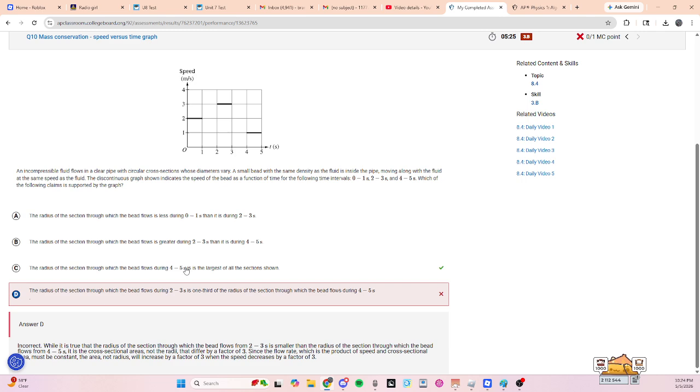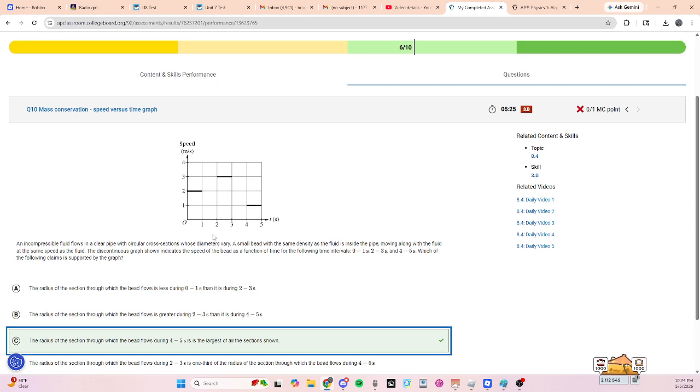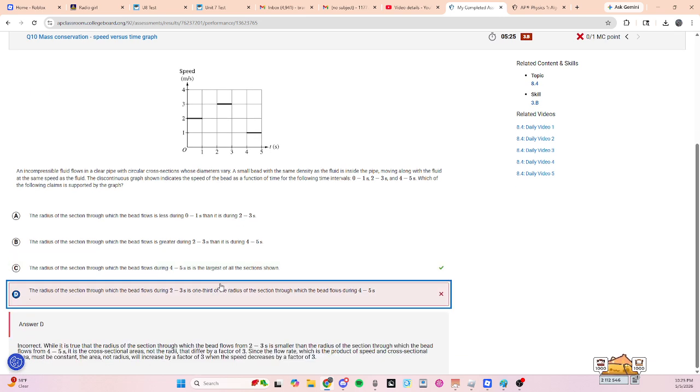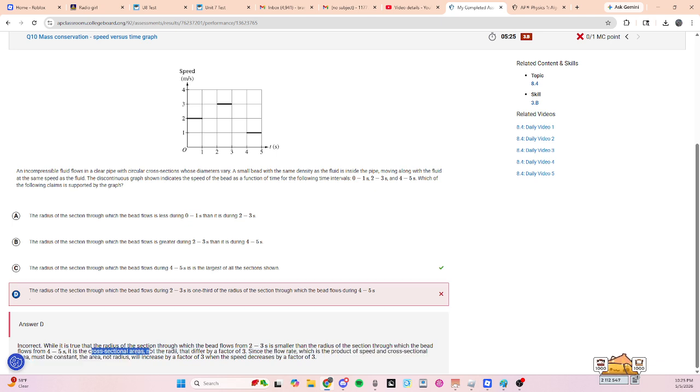this one. Okay, this one does make sense because if it's the slowest out of the bunch, if it has the slowest speed, then it should have the biggest radius because of A1V1 equals A2V2. I forgot what it's called, but so that's why it should be that one. But I don't know. It is not the radii, it is the cross-sectional area.